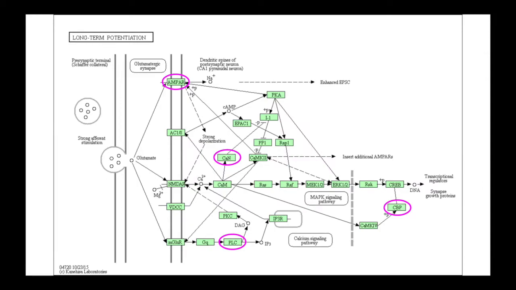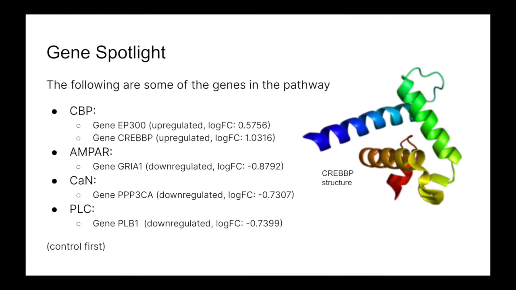So, after we analyzed our dataset through GEO2R and STRING, we found that there were many genes associated with the long-term potentiation pathway shown here. The circled proteins are ones linked to specific genes in our dataset. Some of those genes are listed here.